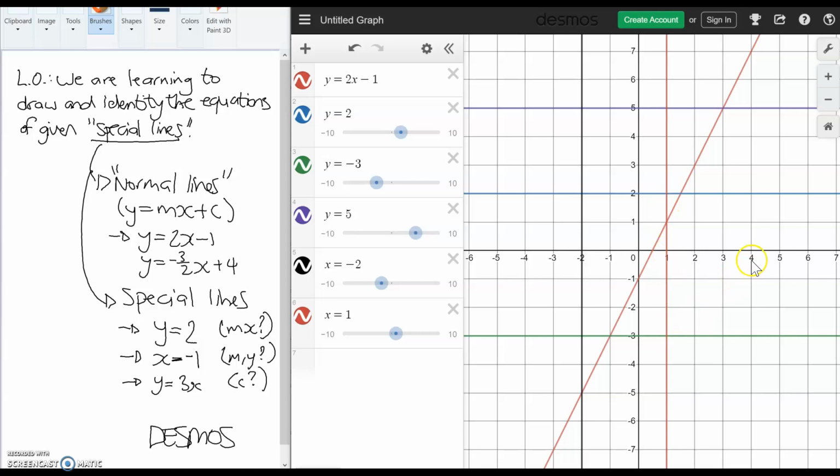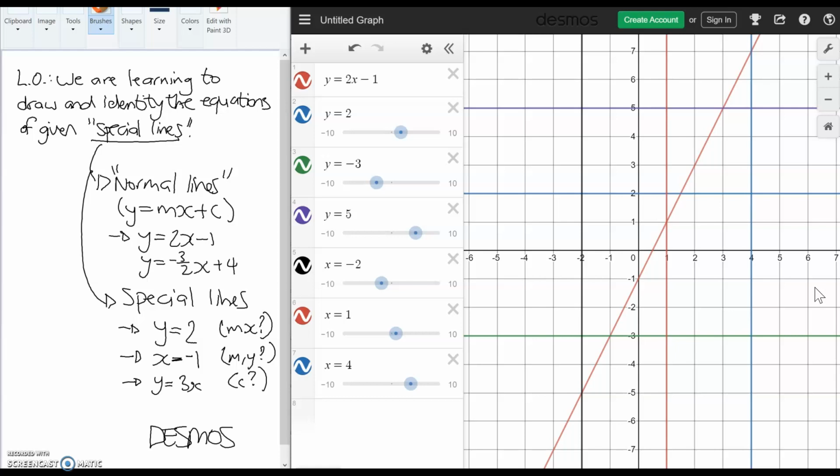And then the final one, let's have a look at this 4. Because again, we're looking at the x-axis, it's going to be x equals 4. There we go. And we've got 3 more examples of special lines, but they are all the x equals examples.